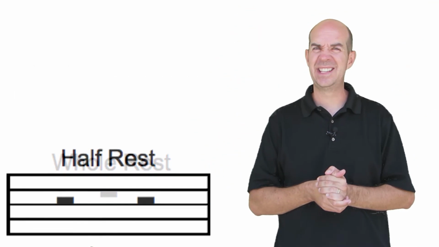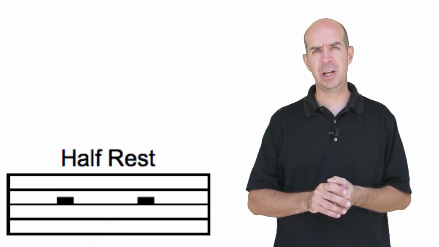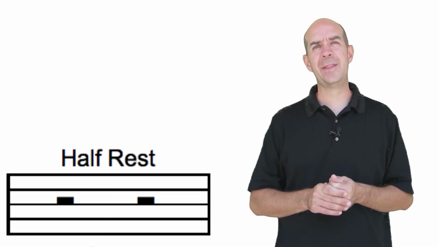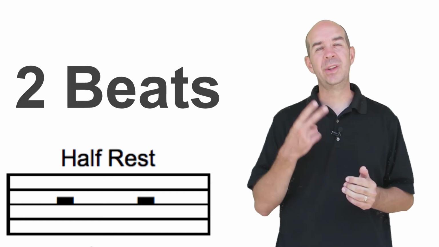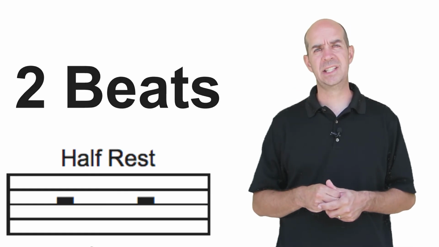See that half rest? Not strong enough to do a chin-up. It has to just sit down on the line below it and look up and watch. The half rest only gets 2 beats, where the whole rest gets 4.